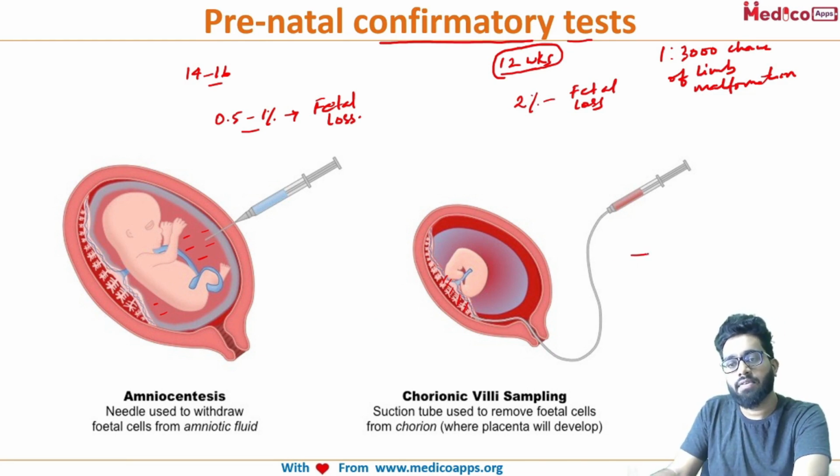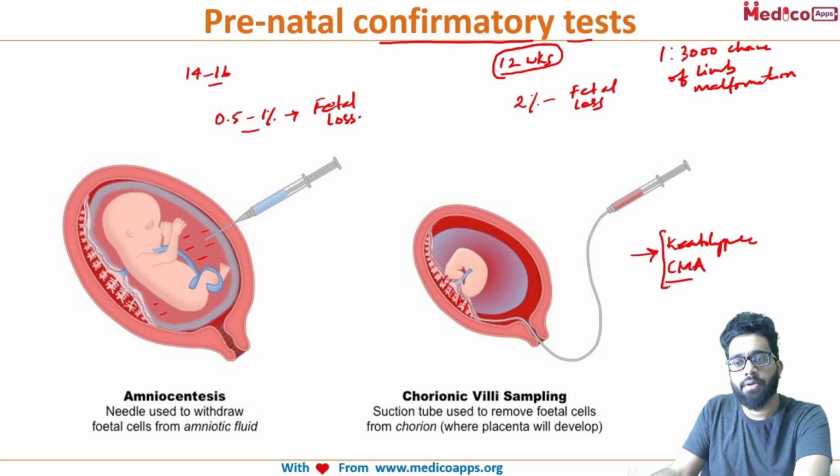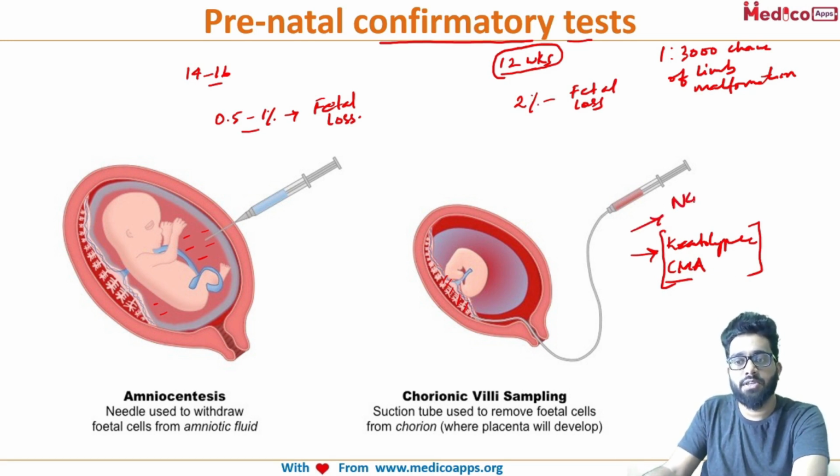After this, you send it for karyotyping or chromosomal microarray, so then you know basically what is happening. If you're suspecting a monogenic disorder, you can send this for next generation sequencing, that is clinical exome. So this is how it is done, and you can counsel the patient accordingly.